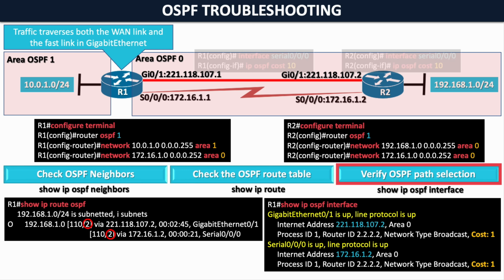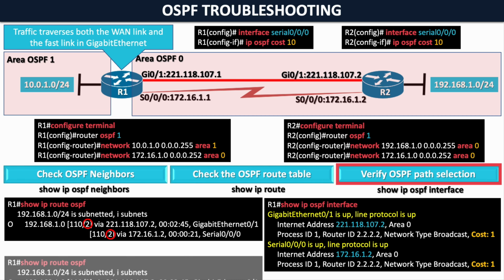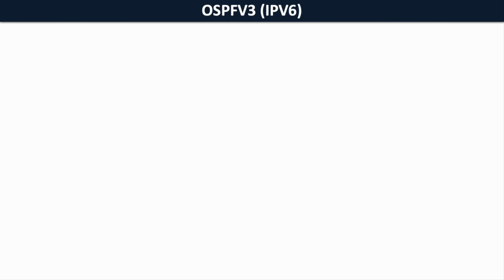If you want to take one path rather than another, you will have to modify this cost with the ip ospf cost command, to be done in configuration mode directly on the interfaces on both ends. If we now do a show ip route ospf, we realize that only the GigabitEthernet link is registered in the routing table because the serial link has a higher cost. Its cost is 10 plus 1, which gives 11.